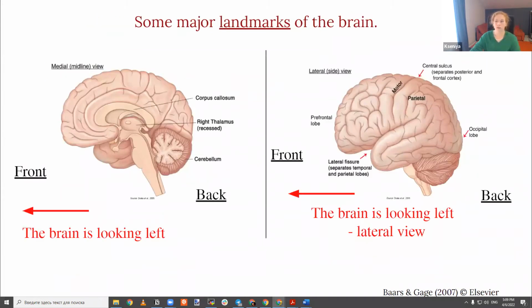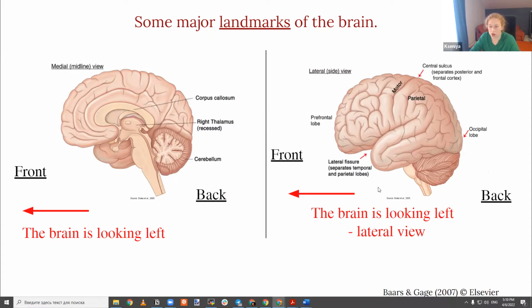So on the left side of the brain, the left side shows major landmarks seen from the inside or medial division, also called mid-sagittal. This reveals the great valley between the 2 hemispheres. The corpus callosum is the bridge between the hemispheres. And the right side shows an outside or lateral viewpoint of the brain's left side.